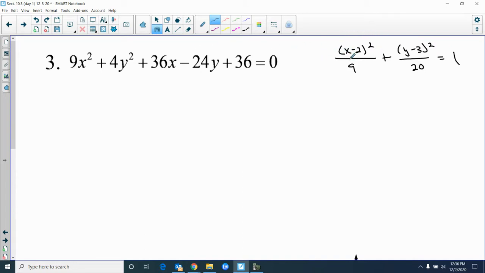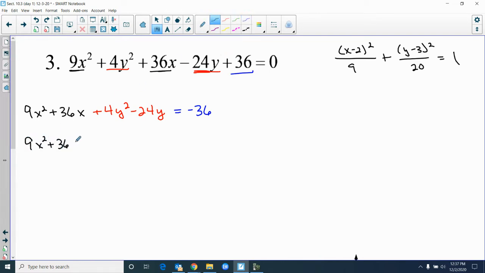Well, anytime we come up with a quantity squared, we go back to our completing the square. We're going to have to do that. So kind of here's a little bit what we need to do. Get everything with the x together. So we get 9x squared plus 36x. Get everything that has a y variable, plus 4y squared minus 24y. Get those together and then get any constants and send them to the other side. So equals negative 36. So now I'm going to go through the process here of completing the square in a second.